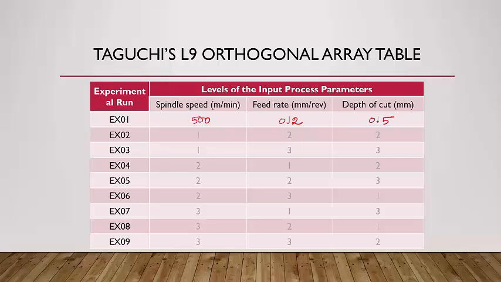Then for experiment 2, spindle speed at first level, that is 500 meter per minute, feed rate at second level 0.4 millimeter per revolution, and depth of cut at its second level, that is 1.0 millimeter. Correspondingly, all the experimental combinations can be planned.